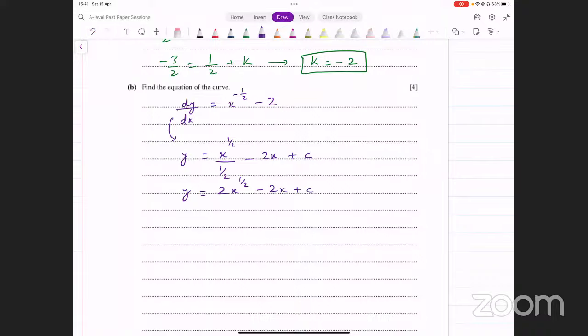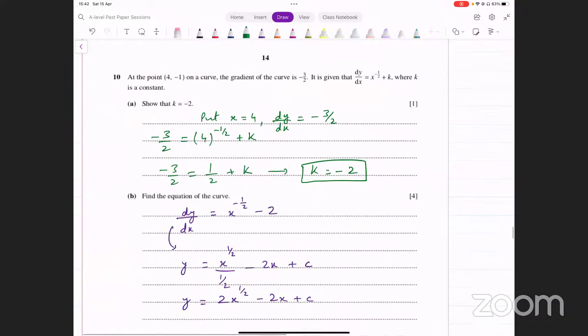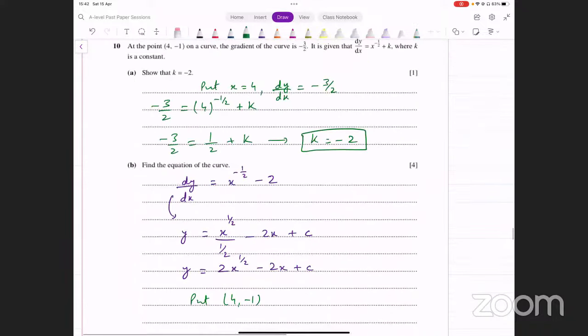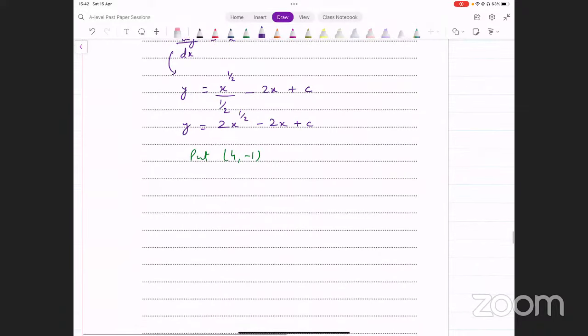C की value कैसे find कर सकते हैं? You have a point that you know lies on the curve, 4 and -1. This is the point that lies on the curve. You can input this point here, 4 and -1, and see what that gives you. -1 equals 2 into 4 raised to power 1/2 minus 2 into 4 plus c. And this gives us -1 equals 2 into 2, which is 4, minus 8 plus c. And the value of c turns out to be 8 minus 4, which is 4, minus 1. That's 3. C की value 3 आ गई हमारे पास.